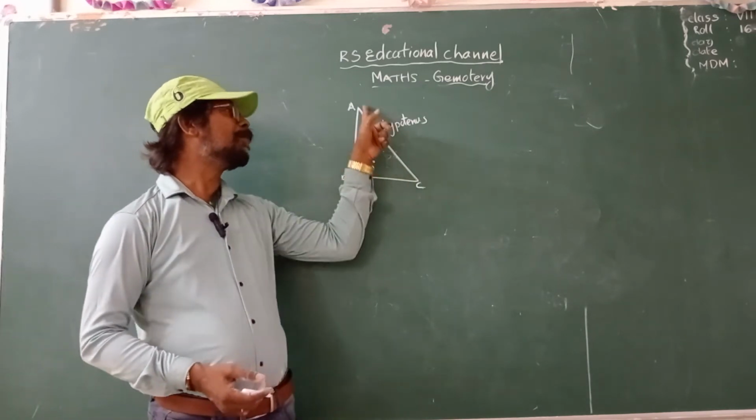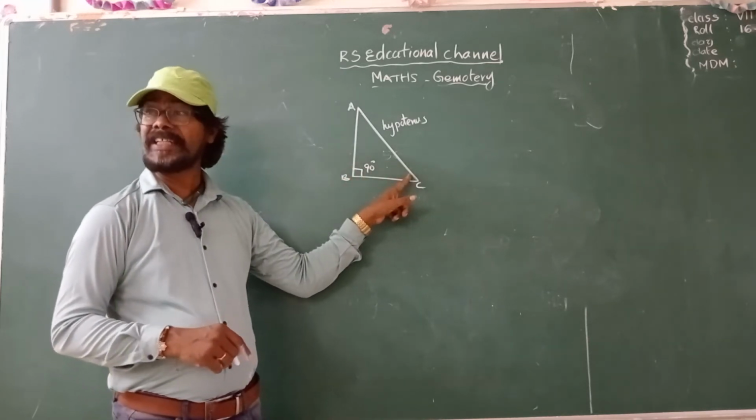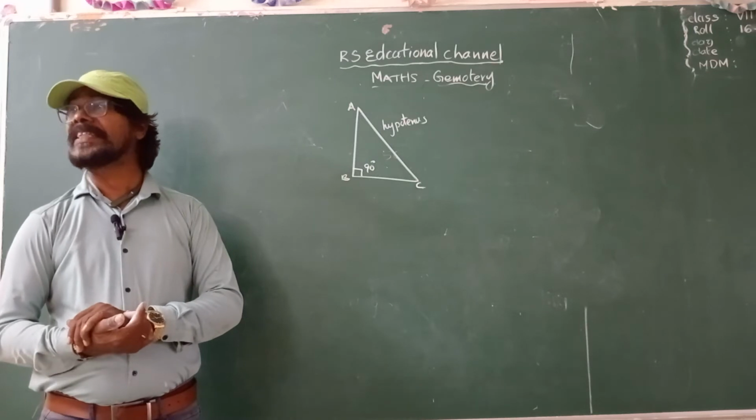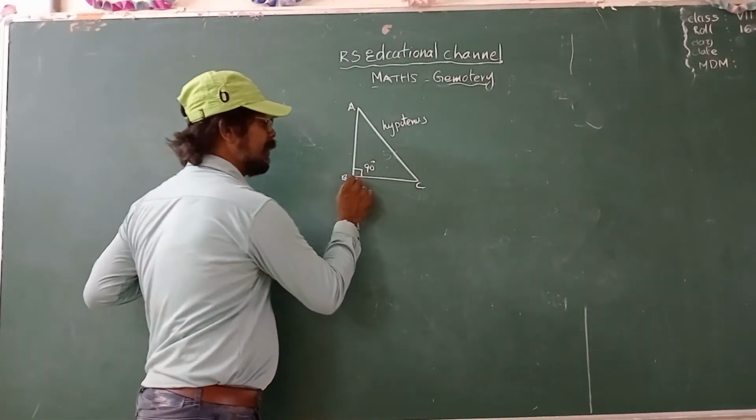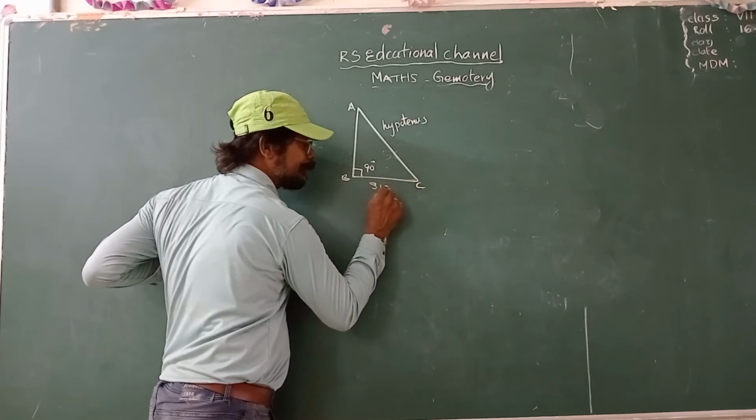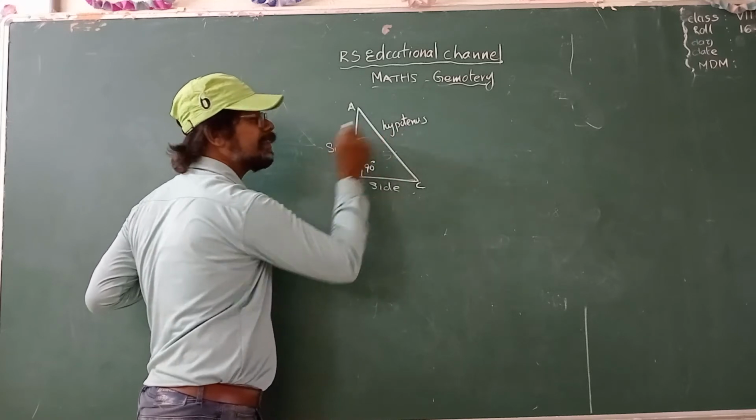The side opposite the 90 degree angle is the hypotenuse. Suppose 90 degrees is at C, then AB is the hypotenuse. Understand? Yes, sir. And this is one side, it is another side.